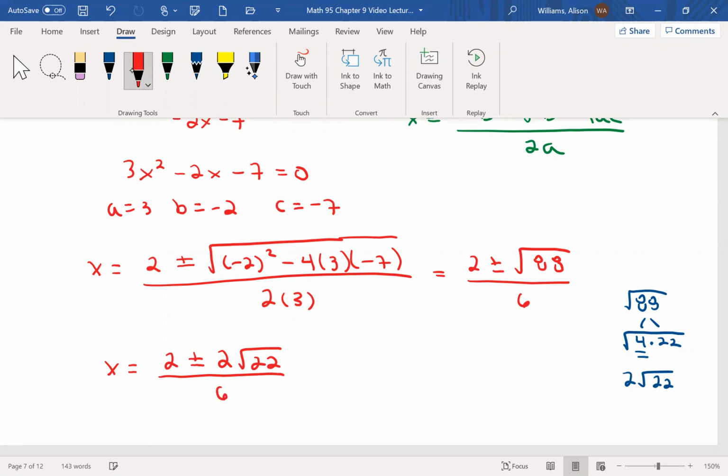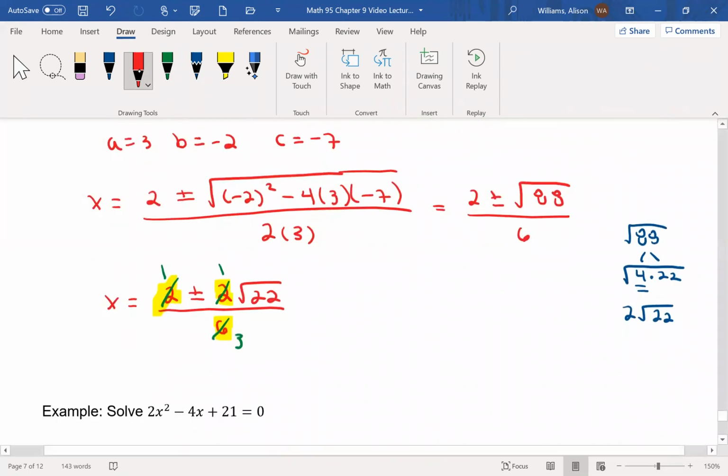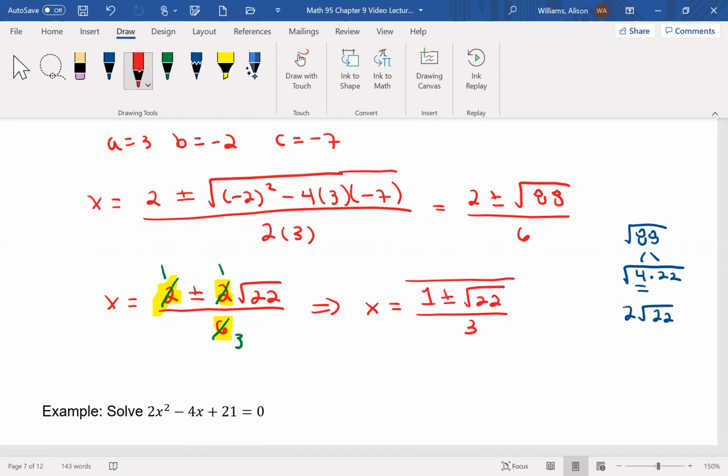So this actually can simplify because 6 reduces with both of these numbers here. I can reduce all of those numbers by 2. So that's going to be 1, a 1, and a 3 if I'm dividing all of them by 2. So my final answer then, we'll just write it below since I don't have enough space. 1 plus or minus the square root of 22 over 3. I don't have to put the 1 in the front. It's okay if you do, but I don't need to.